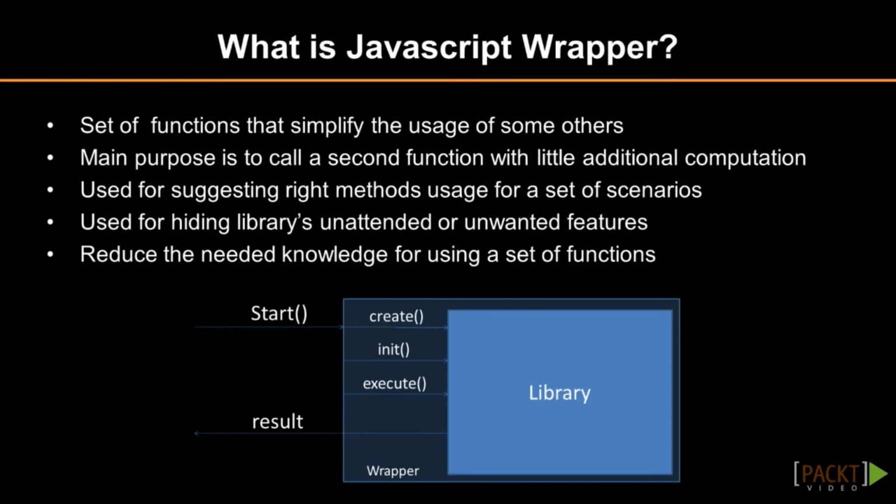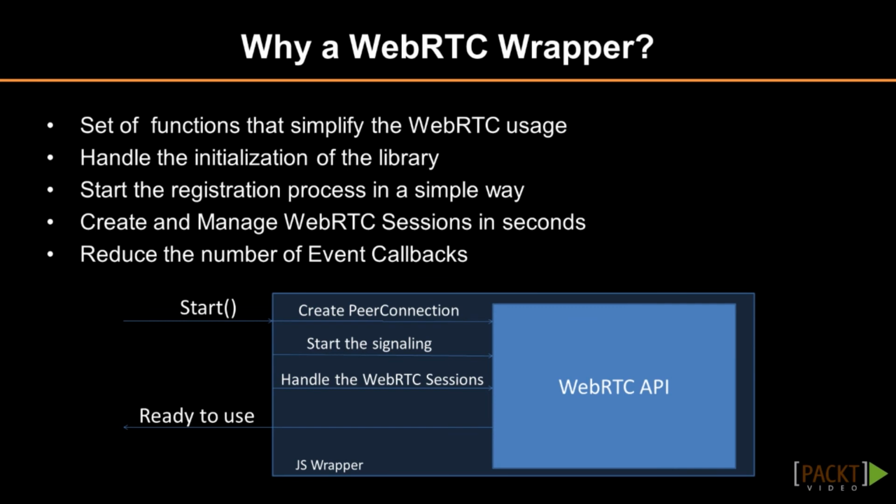A JavaScript wrapper is a set of functions that simplifies the usage of some other complex functions. A wrapper acts like a middle entity between the developer and the real objects that the wrapper handles. It could also be used to suggest detailed configuration for a subset of objects, depending on the scenario, or it could be used to hide unwanted features. The main benefit for you, the developer, is that you could reduce the effort and the knowledge required to use some libraries. You may ask, why use a WebRTC wrapper?